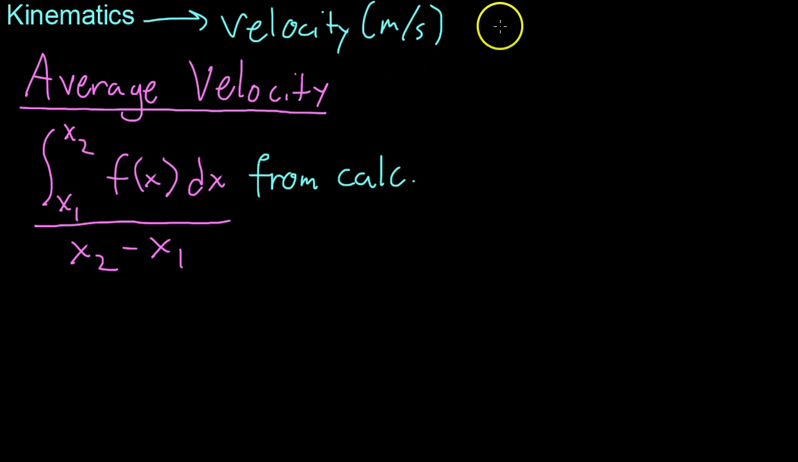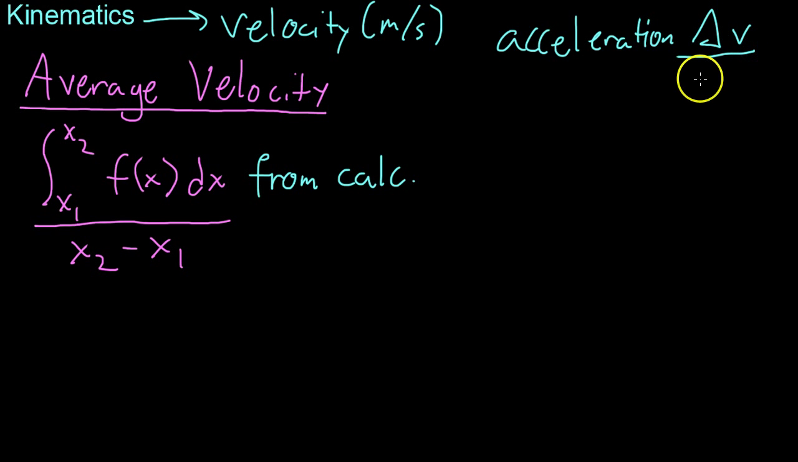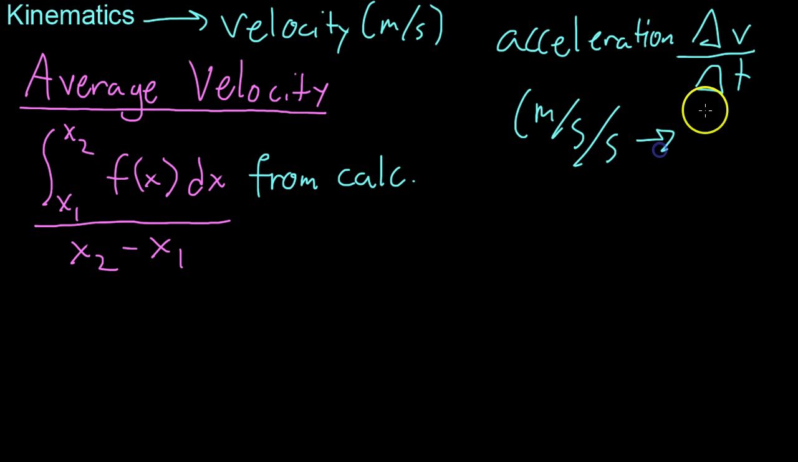Our next unit that we're mainly going to be dealing with is acceleration, which is change in velocity, represented by delta V, per unit time. So in this case, you have your velocity, which is in meters per second, over how much time it takes to change. So meters per second squared is going to be our SI unit.